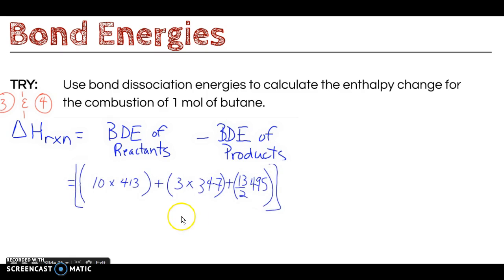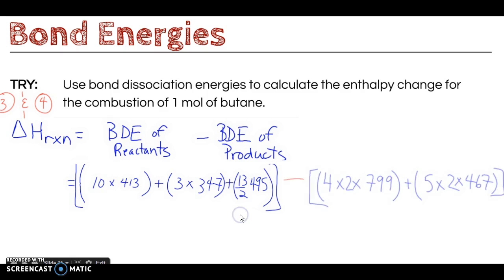So here I've outlined the bond dissociation energy of my reactant. So you'll remember I have those 10 CH bonds and the 3 CC bonds from my butane. And then I've got 13 halves times that of my O2 molecule, that double bonded O2. Now I'm going to subtract from that the sum of the bond dissociation energies from my products.